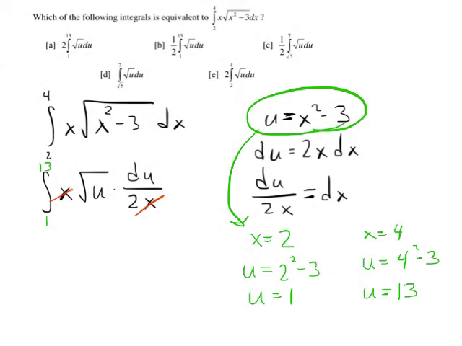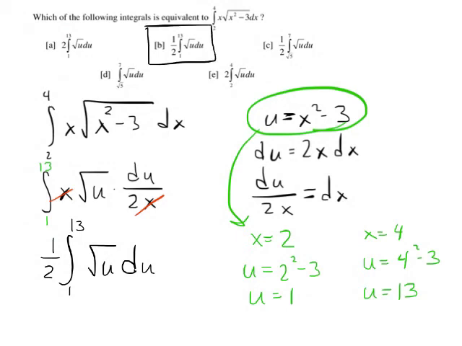So now I've got bounds, I've got the problem transformed into u. All I really need to do now is finish the thing out. I'll bring this 2 out to the front, ending up with 1/2 the integral from 1 to 13 of the square root of u du. And at this point, I've solved the problem. It's clear that b is the integral that's equivalent to the one that was originally given. And if this was the multiple choice question, you would be done with the problem.